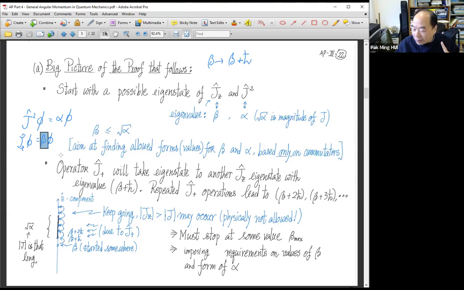Now then, we will define a lowering operator, J minus. This is the counterpart of J plus. J minus will take a Z eigenstate into a lower eigenvalue state: beta minus h bar, minus 2 h bar, minus 3 h bar, and so on. This will be the function of J minus, lowering. All right. Then the key point is the proof of the following.